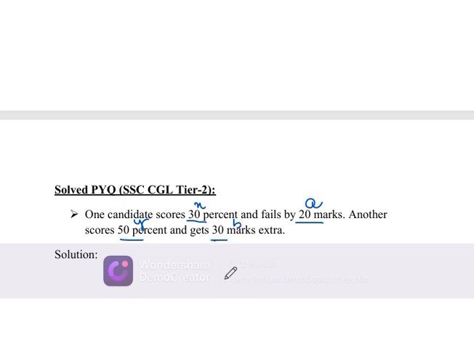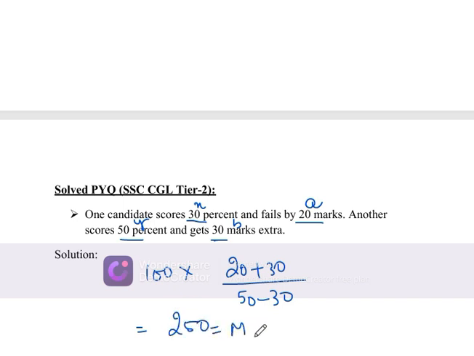So on applying the formula, you will get 100 into (20 plus 30) divided by the difference of their marks obtained, that means 50 minus 30. So when you solve this, you will simply get 250. So the maximum marks of this exam are 250 marks. I hope the application of the formula is clear to everybody.